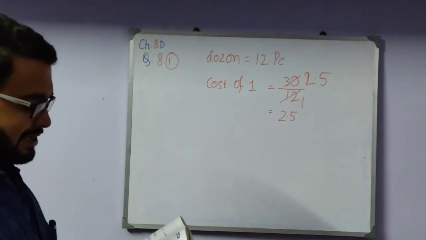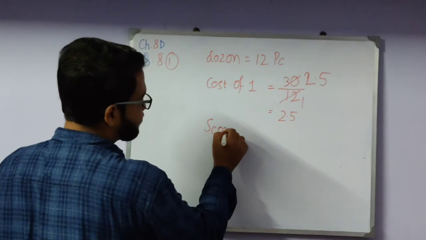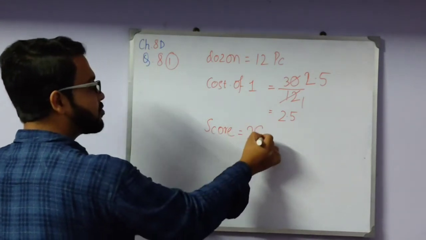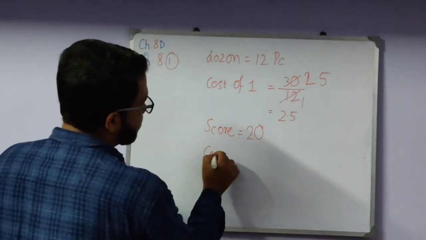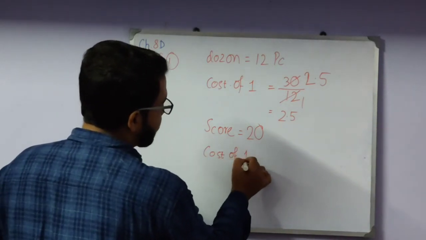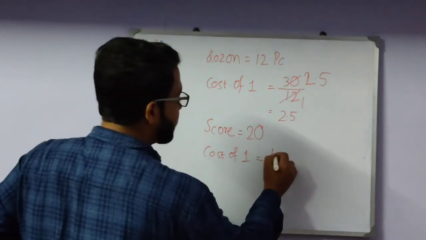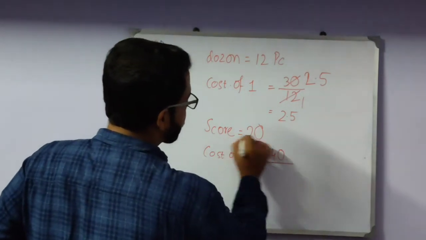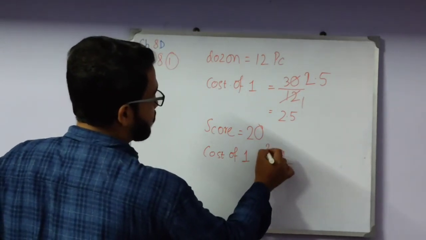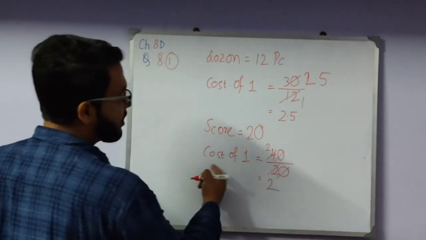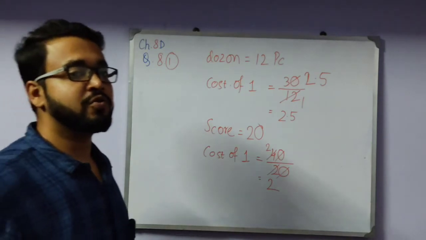And in the second case, a score of bananas for 40. Score, the new term, score means 20. So for this case, cost of one banana is equal to the total price, that is 40, upon total number of bananas, that is 20. So here cost of one banana is 2 and here cost of one banana is 2.5. So which one is a better buy?